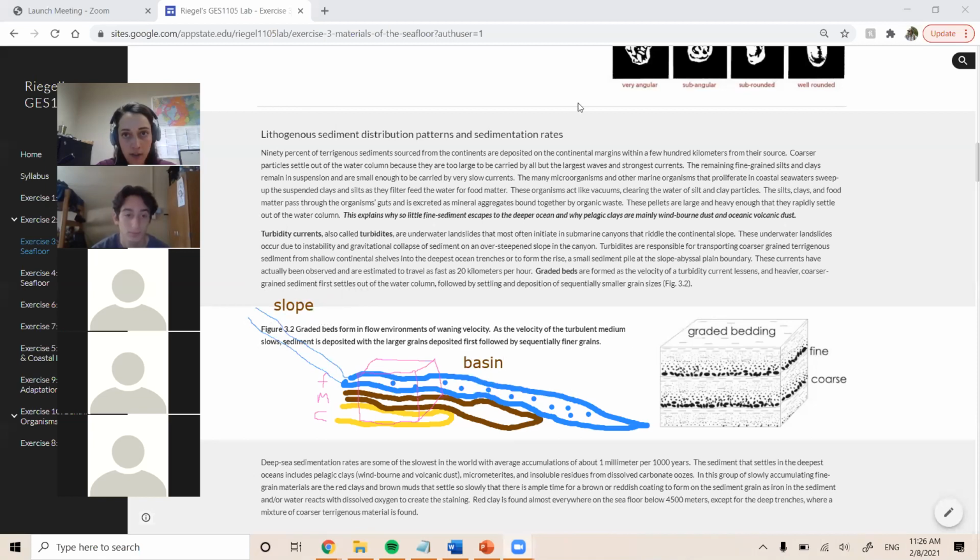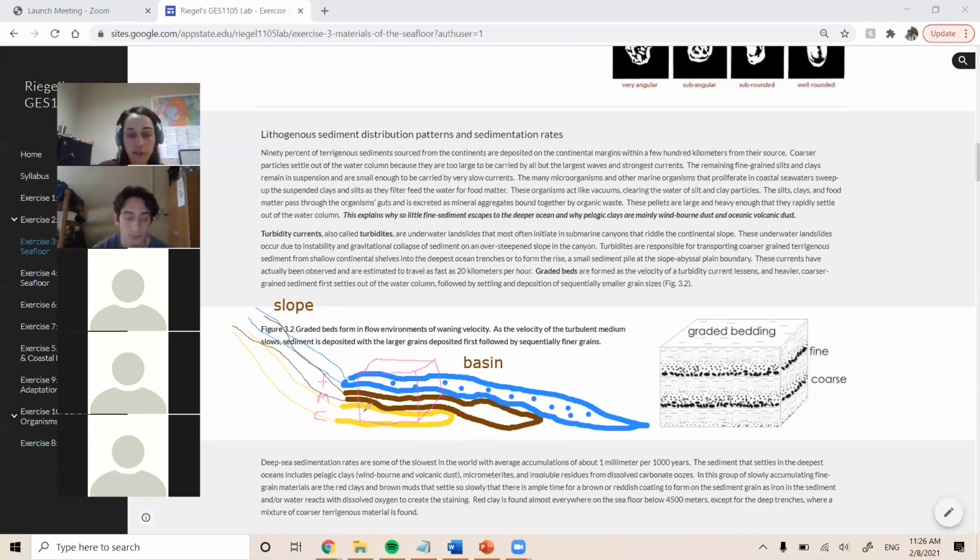Right? And all of these things came from the slope as a gravity flow. They might have even mixed in a little bit with each other, right? Because they're all tumbling down really, really fast. And then as they hit the basin, this is where they graded themselves out.